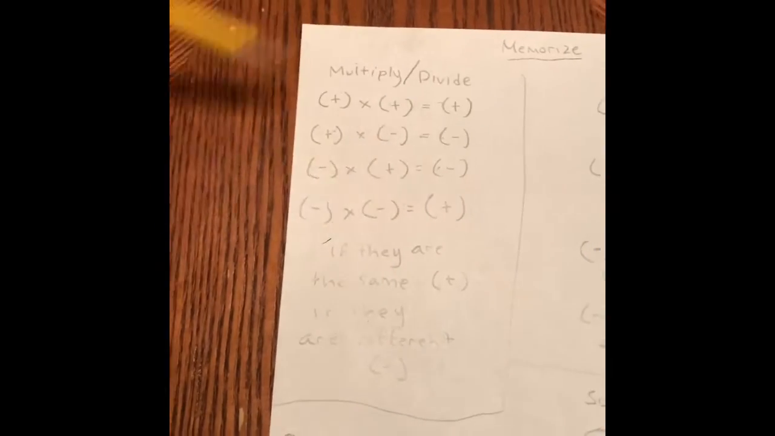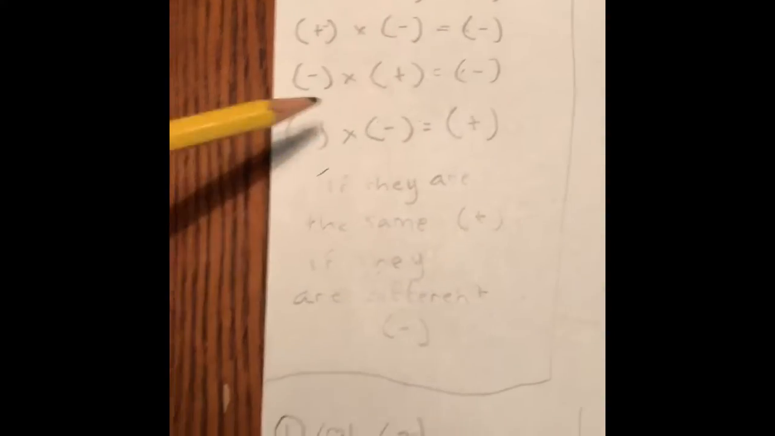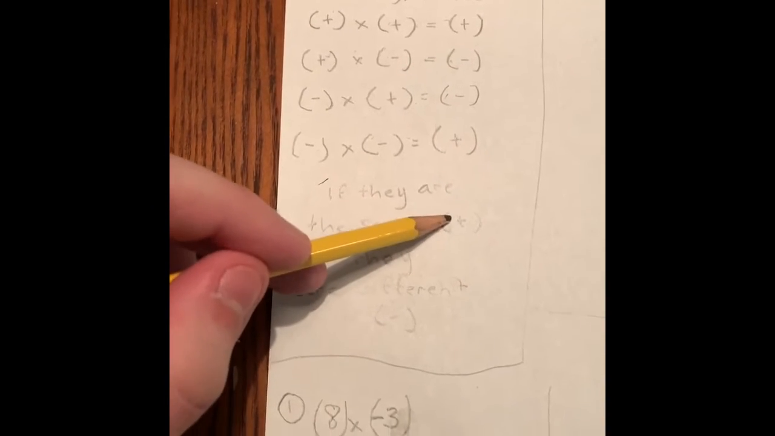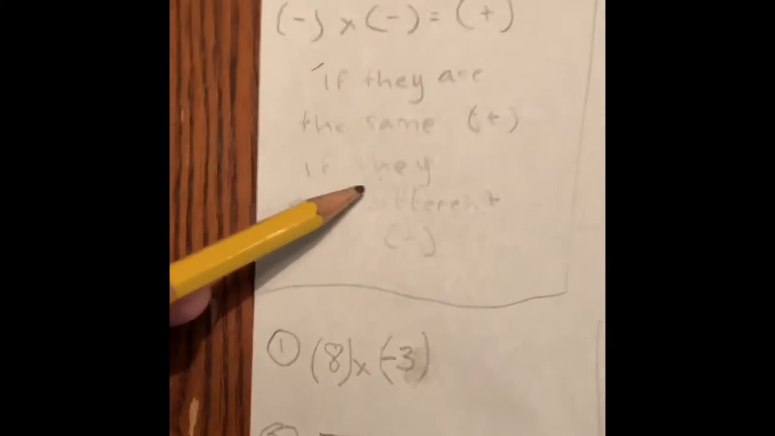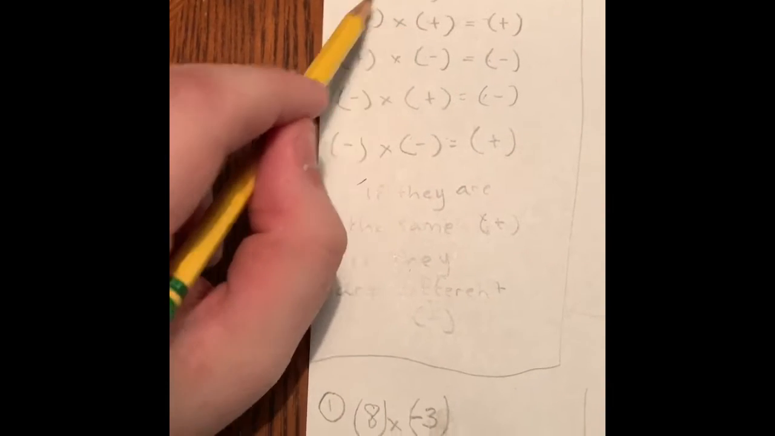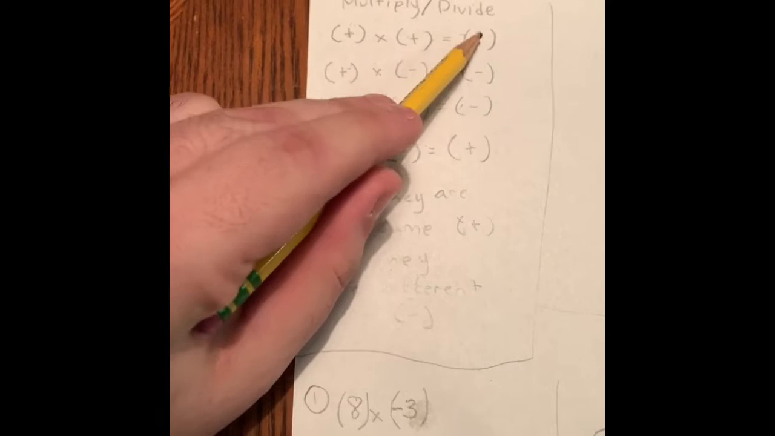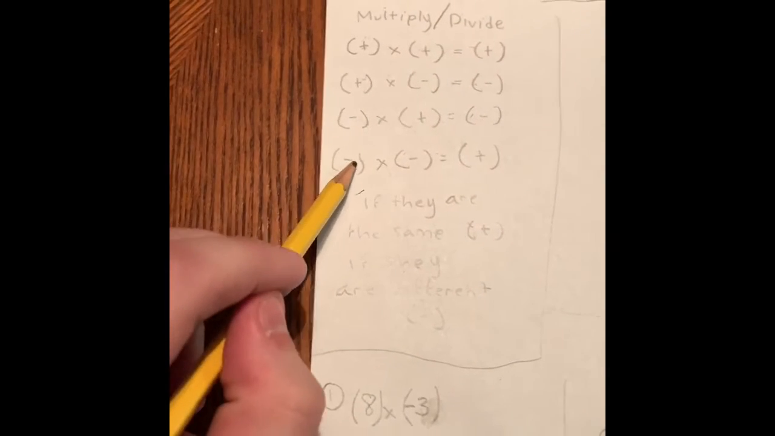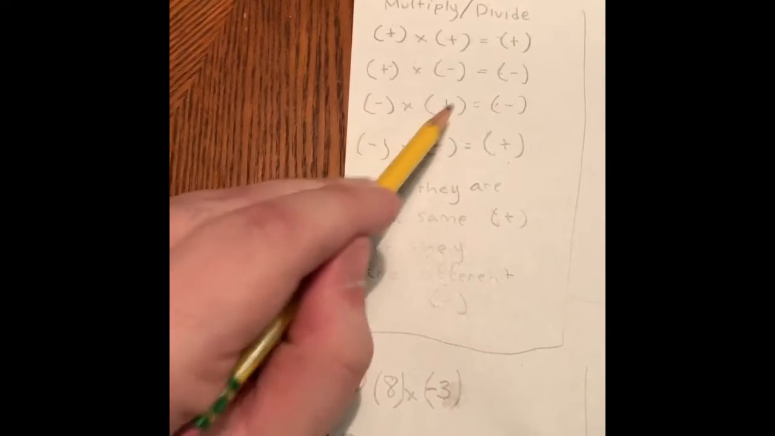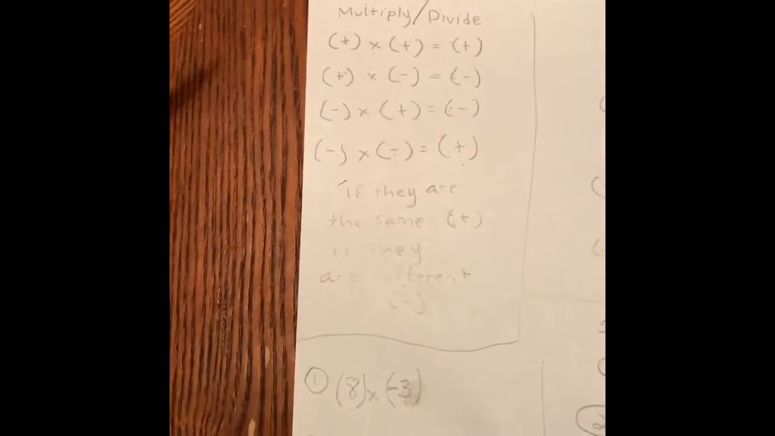So I know that sounds like a lot, but the easy way to remember it is if they are the same, the answer is going to end up being positive. If they are different, the answer is going to end up being a negative. So for instance, positive and positive, they're the same. Our answer is positive. Negative and negative, they're the same. Our answer is positive. On the ones where they're different, our answer is going to end up being negative.